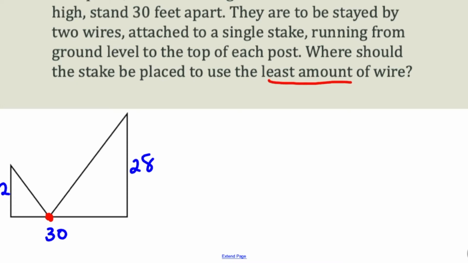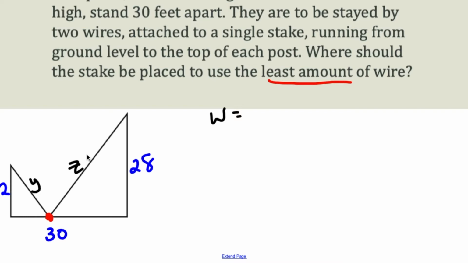Basically, we're going to write an equation. I'm going to use W for wire. We need an equation that adds this side right here, which we'll label Y, and this side over here, which we'll label Z. You can use whatever letters you want. I'm just going to stick with X, Y, Z, and W for wire. Down here we're going to be using the Pythagorean theorem, because these are right triangles, assuming the poles are straight up and down.